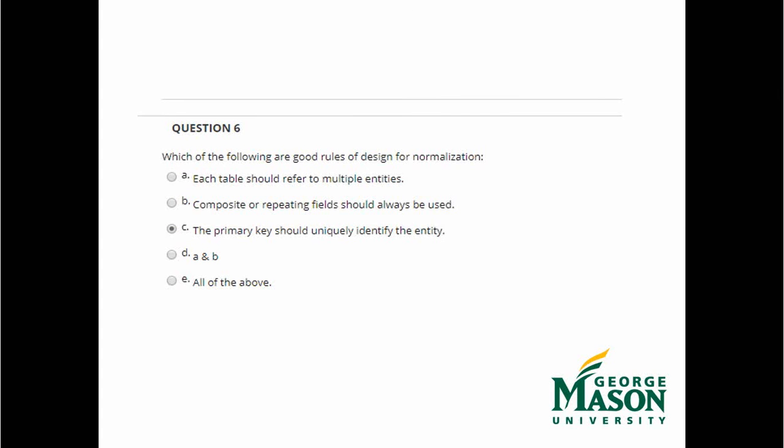And given what we learned about normalization, the answer to this question about which of the following are good rules of design for normalization is that the primary key should uniquely identify the entity. A and B are incorrect as normalization denies any repeating fields or multiple entities.